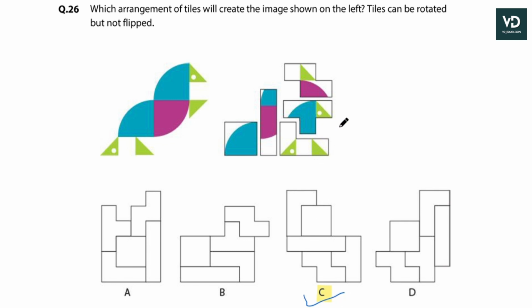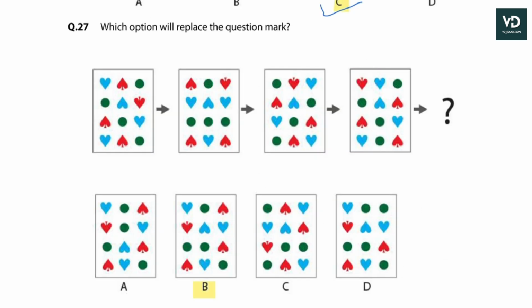Okay. This part will be here, and this part will be here, this part will be here, this part will be here, this is the last edge, okay, and this part is here. Question number 27. Which option will replace the question mark here? The correct answer is C.